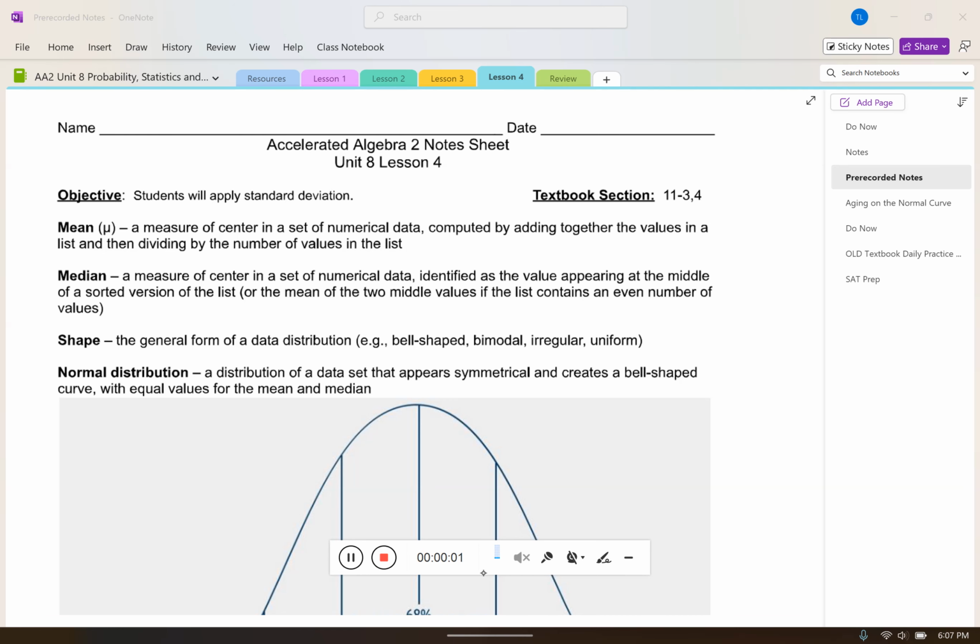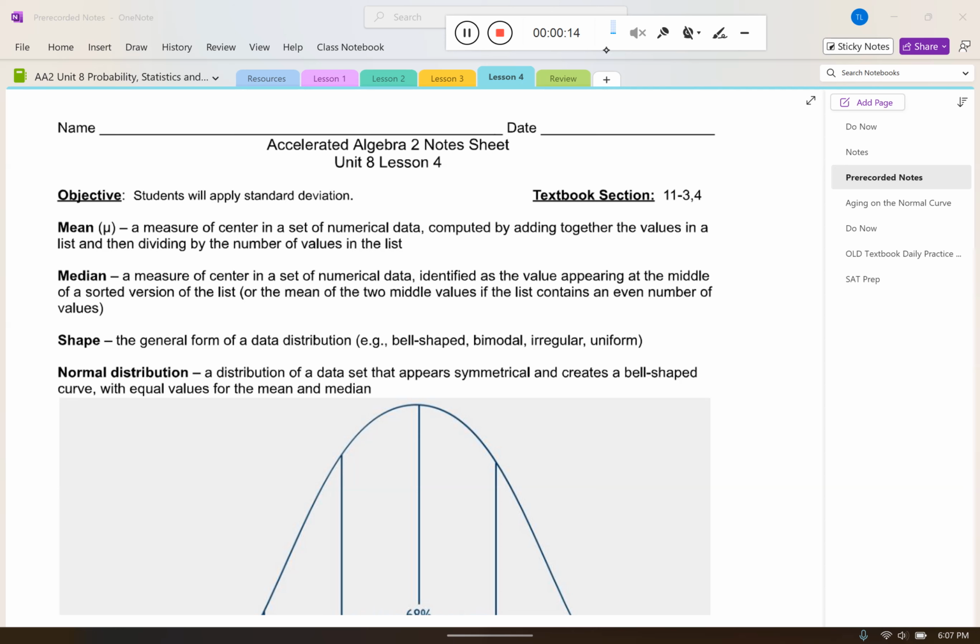In order to talk about the concept of standard deviation, we first need to review a few other vocabulary terms. The first are mean and median, which you know from middle school math and Algebra 1 are measures of central tendency. Mean is sometimes represented by the Greek letter mu. It's also sometimes represented by the variable x with a bar over the top of it, and it's typically read as x bar when we see it in that case. So these are two different common symbols that you'll see for the mean.